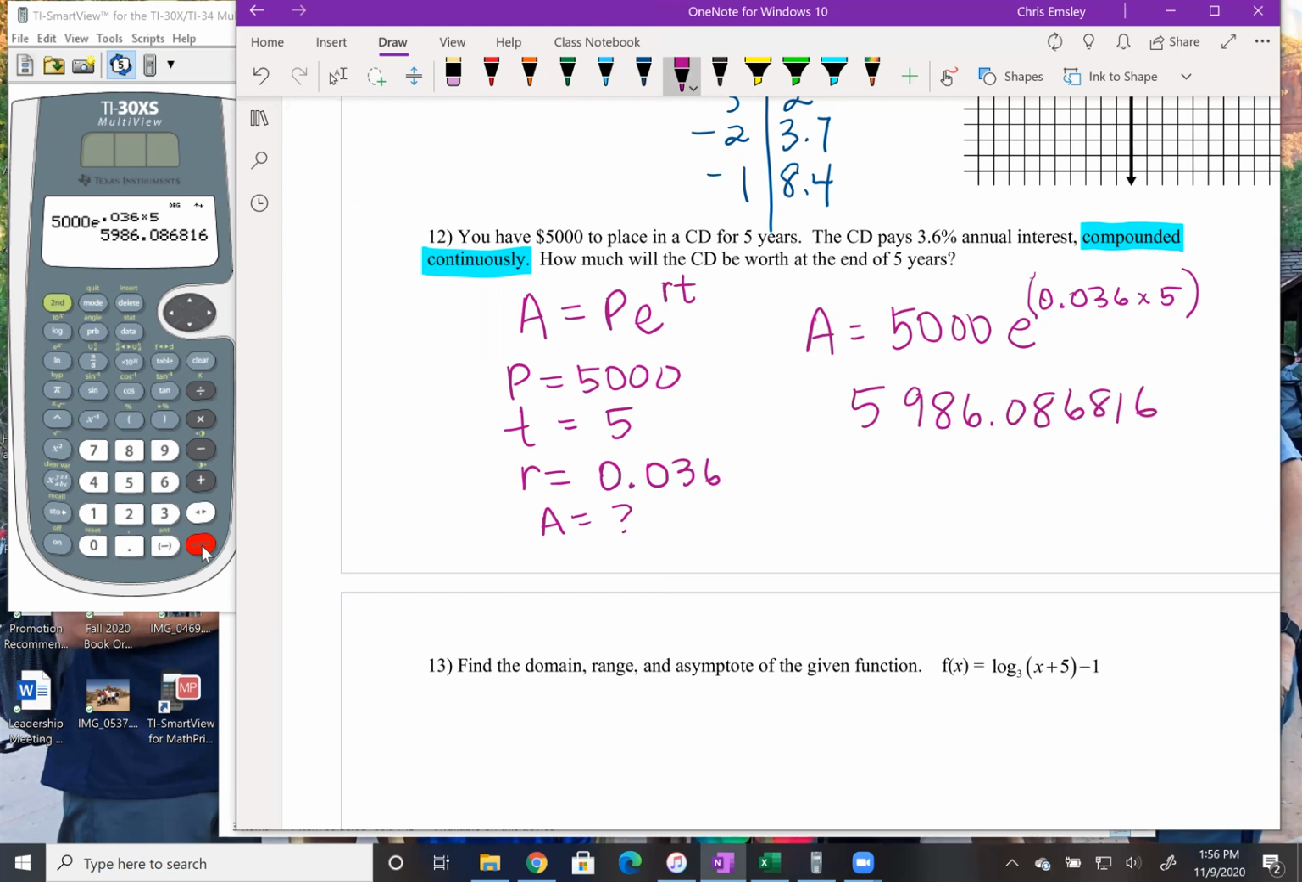5,986.086816. Again, there are no rounding directions. So since it's money, we want to go to 2 decimal places. So the answer we want to report is $5,986.09. That's how much we would end up with in our savings account.